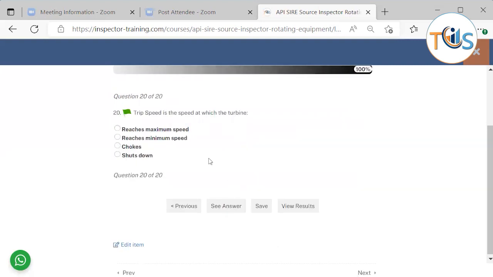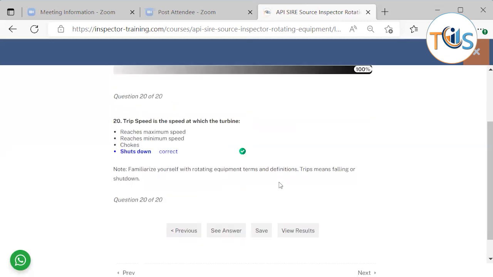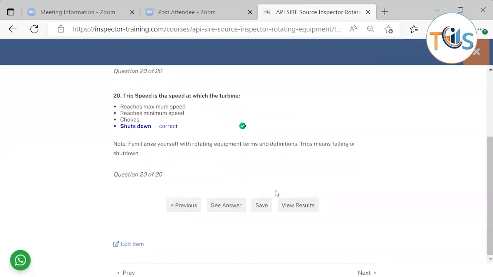And the last question, trip speed is the speed at which the turbine shuts down. This is, I think, what I would select. Because that's what it means, tripping, shutting down. So it's not the maximum or minimum speed or when it chokes. You can view the result.